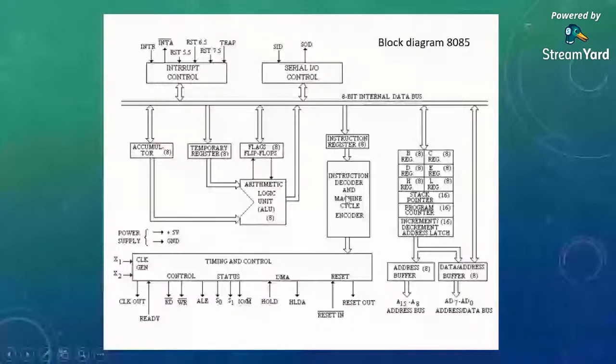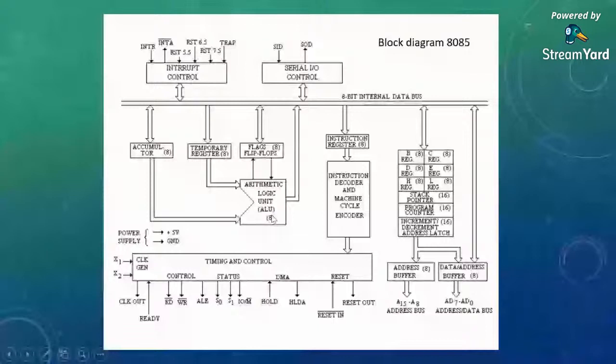So here we have an accumulator, which we sometimes call register A, and a temporary register. The temporary register is used for the arithmetic logic unit. This is just like a buffer used momentarily for doing the arithmetic.